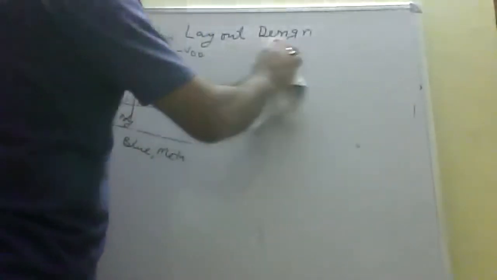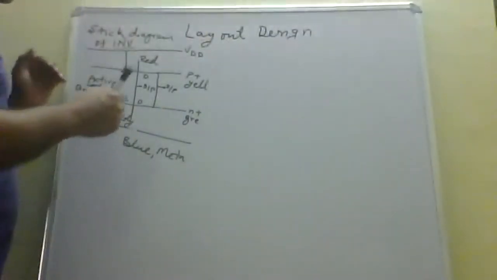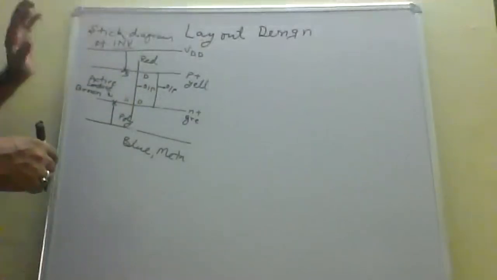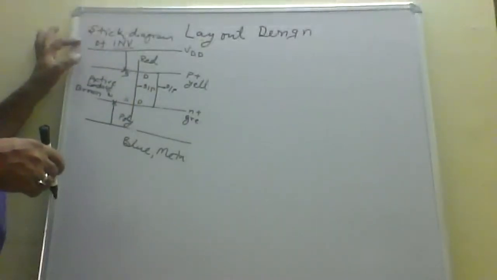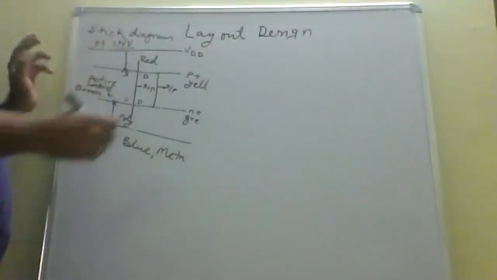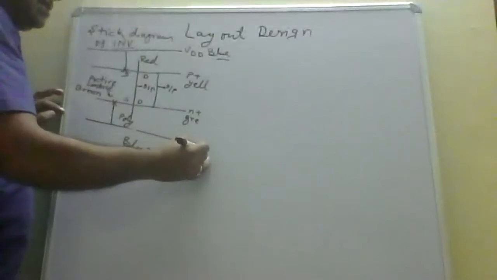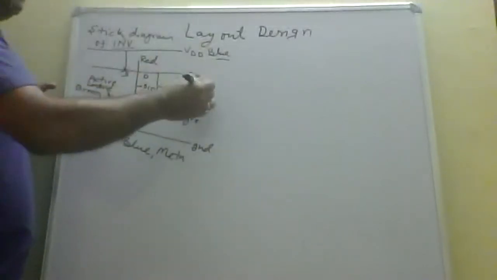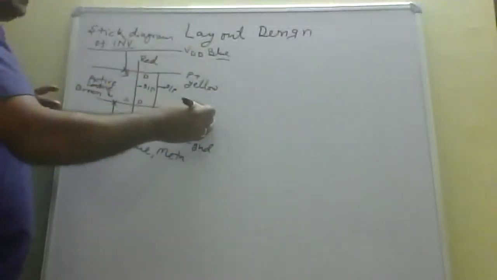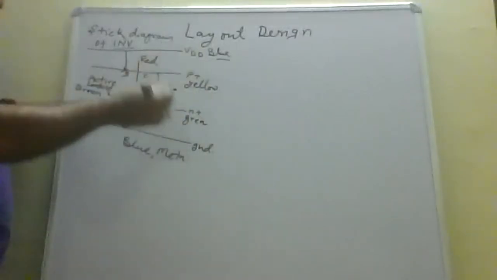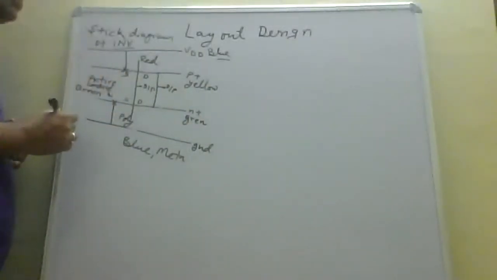Now in the stick diagram, we don't worry about the body terminal, because it is assumed that all bodies of NMOS are connected to the ground and all bodies of PMOS are connected to the VDD terminal. So this is the stick diagram. Again, this is the color coding. This is the blue color for VDD and GND. P plus is of yellow color, and N plus diffusion is of green color. These are the actives for the PMOS and NMOS respectively.